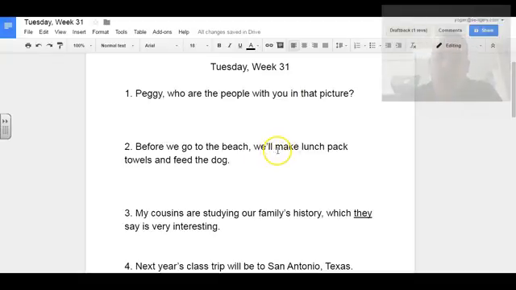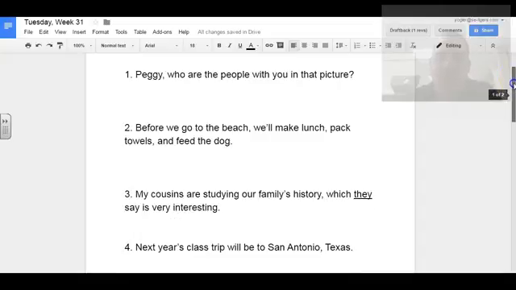So what we're going to do is 3 things. We're going to make lunch, we're going to pack towels, and feed the dog. So you need commas. We'll make lunch, comma, pack towels, comma, and feed the dog. And so once we put those commas in there, it kind of makes it a little more obvious how that sentence should look. That's a good case of without the commas, the sentence looks like a complete disaster.